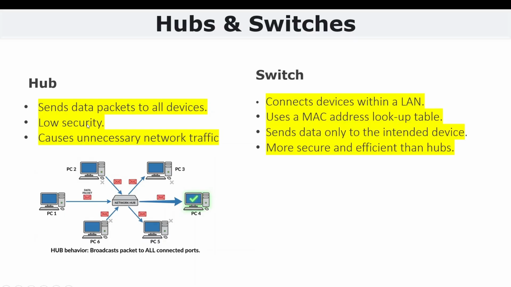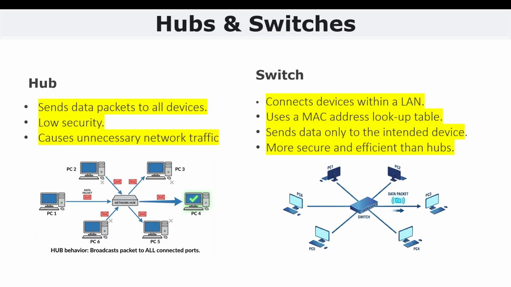The switch, on the other hand, connects devices within a LAN, just like the hub is doing. But the switch uses what is referred to as a MAC address lookup table in order to locate the right PC that the data packet is meant for and sends it directly to that PC. All right, so it sends data only to the intended device, and in the process, it makes it a more secure and efficient way of sending data in a network.